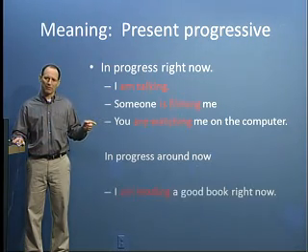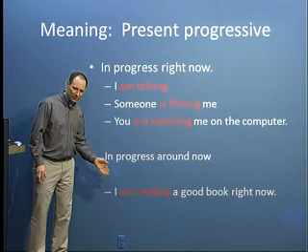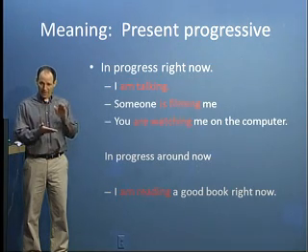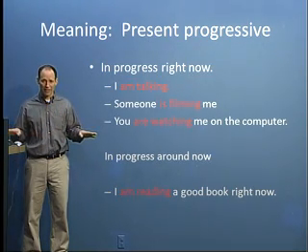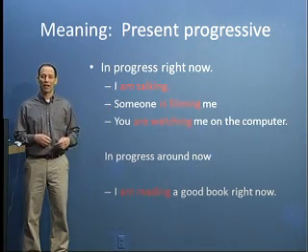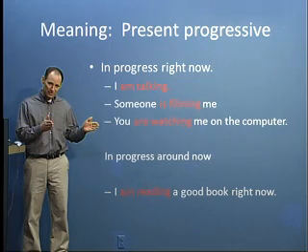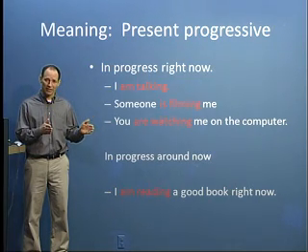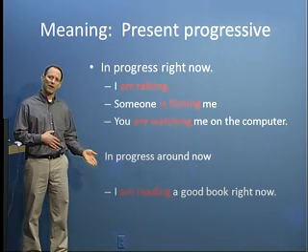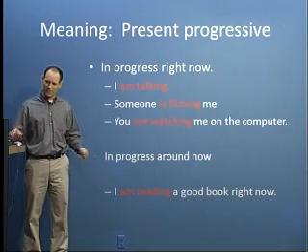A couple examples. I am reading a good book right now. At this moment, I'm not reading that book. But when I go home tonight, I'll read that book for an hour. And for the next 2 weeks, I'll read that book. But then I'll be finished. So it's something happening in my life around now. Maybe not at this exact moment.